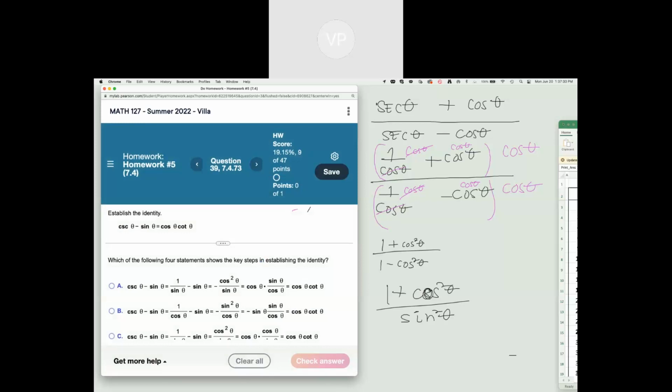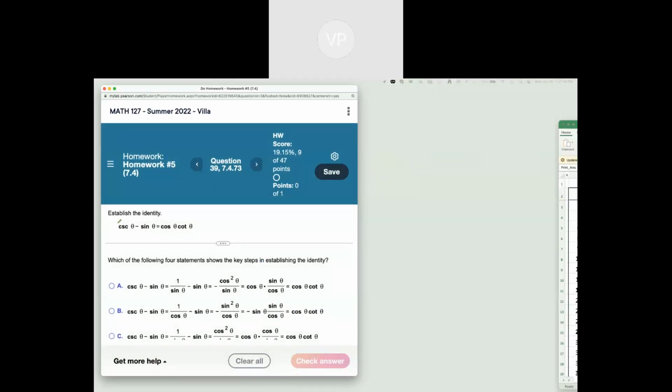Okay, so that was, I think, number 35. Let's look at number 39 here. Establish this identity. So, same song and dance here. Do a couple more of these just to make sure you guys are on board, because these, as you see, they take a little while to work, depending on what you have.